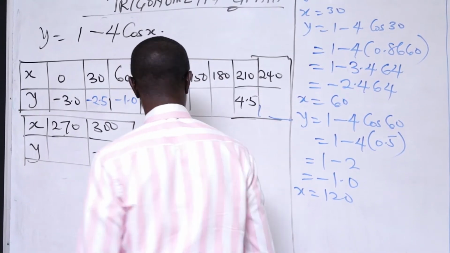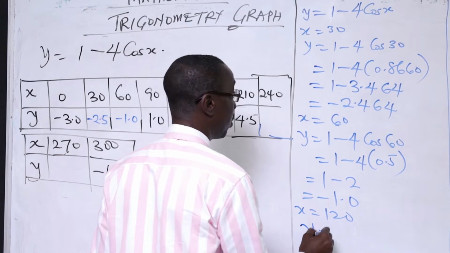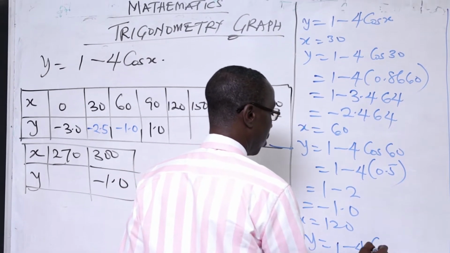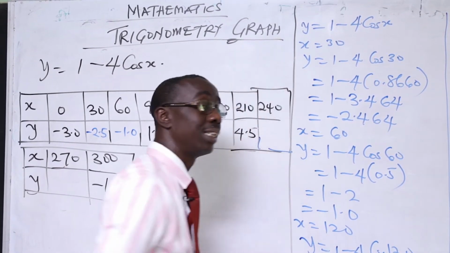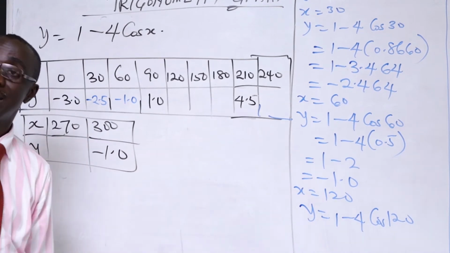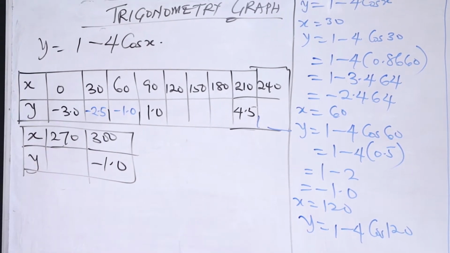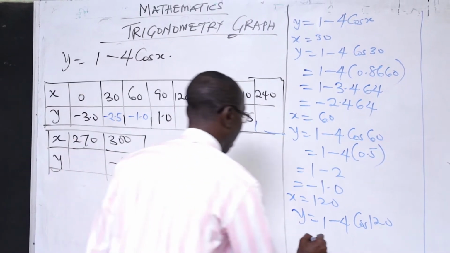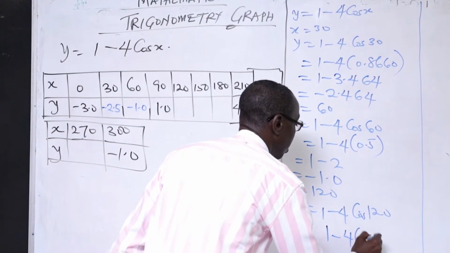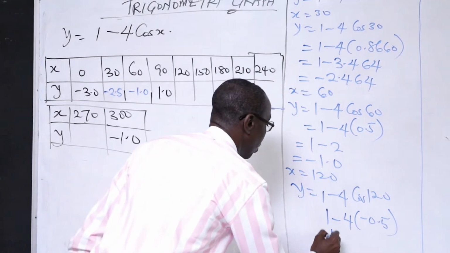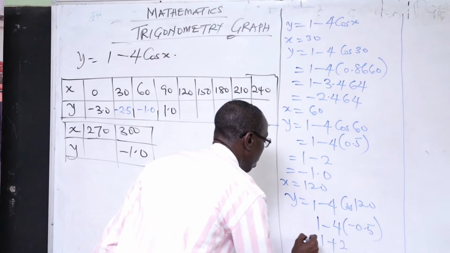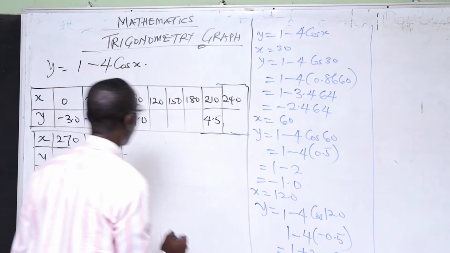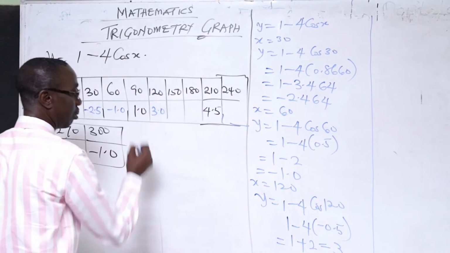When x is equal to 120, you have y equal to 1 minus 4 cos 120. Cos 120 is in the second quadrant, so it should be negative, and it's the same thing as cos 60, but it will be minus 0.5. So you have 1 minus 4 into minus 0.5, and this will be 1 plus 2, and that will be 3.0.